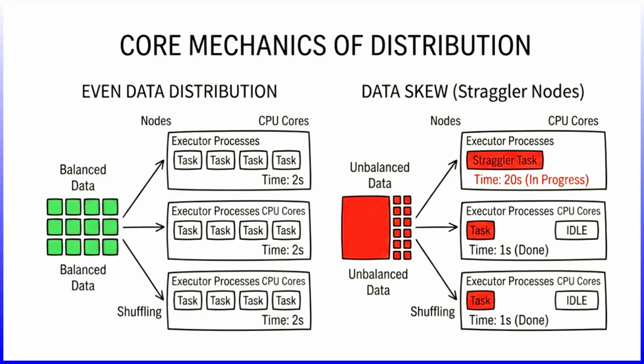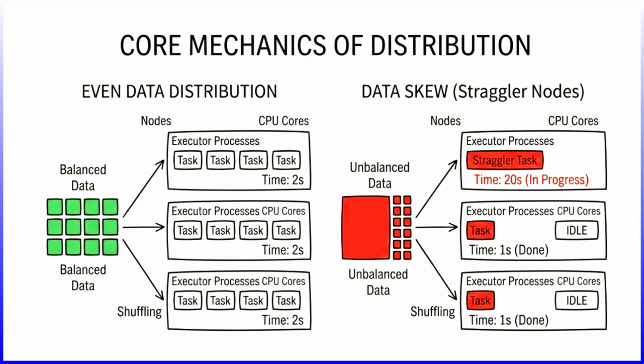But here is one catch. Simply splitting the data isn't enough. You have to split it fairly. If you notice on the left side of our screen, in a perfect world, every node gets the same amount of work. They'll all finish in 2 seconds. High-five and move on. That's even data distribution.